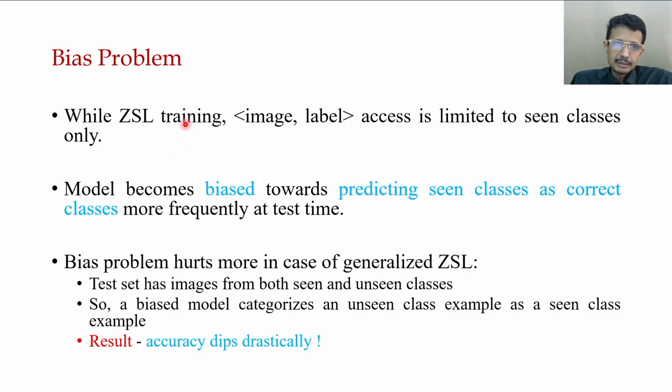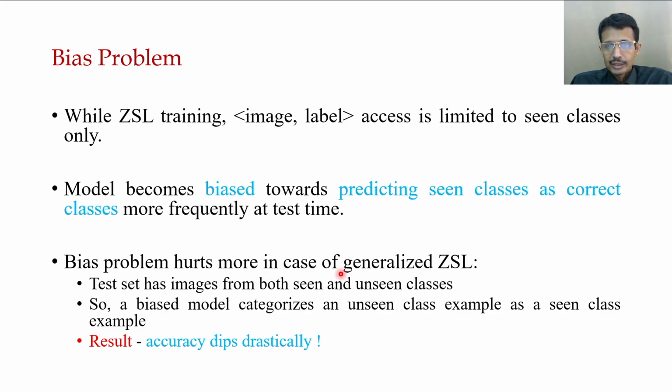Next is the bias problem. While training ZSL, the image and label access is limited to seen classes only. So the model becomes biased towards predicting seen classes as the correct classes more frequently at testing time. This is because of generalized ZSL. If there are both training samples and testing samples in the test set, then this bias problem appears: the model is biased towards the training samples, or seen samples.